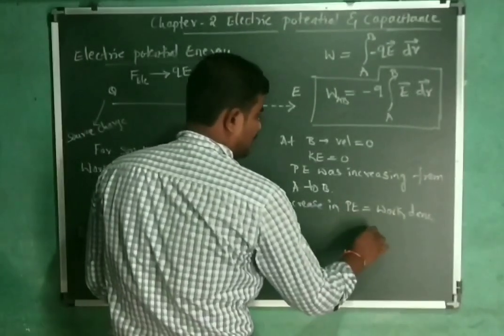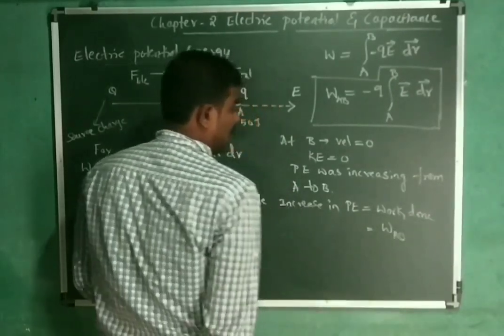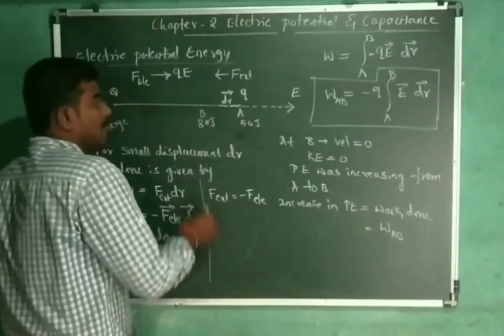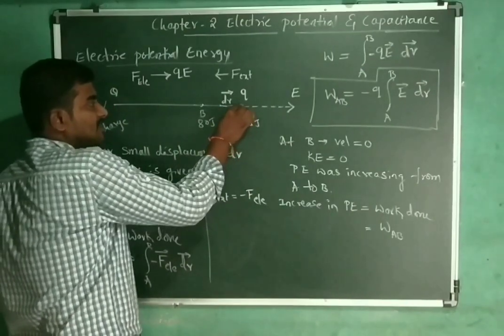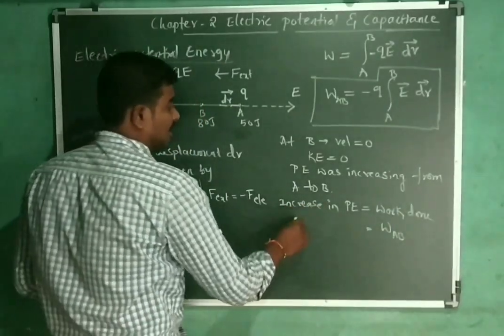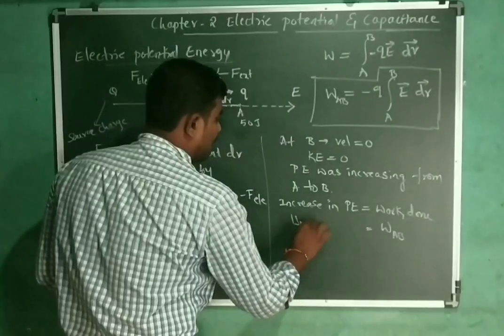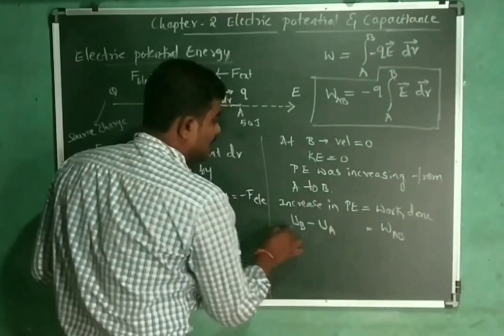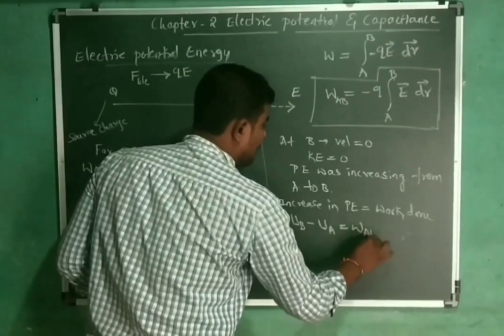And increase in potential energy, work done we have already calculated, WAB. Okay, and increase in potential energy, where is potential energy maximum? At B potential energy is maximum. Where is potential energy minimum? At A it is minimum. Therefore change in potential energy I can write as final energy minus initial energy: UB minus UA is equal to WAB.